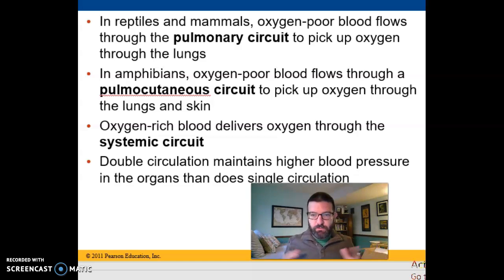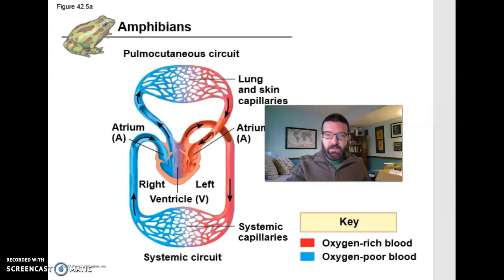So outside of fish, most vertebrates have two circuits, double circuit. They'll have a systemic circuit that delivers oxygen-rich blood to the tissues, and then either a pulmonary or pulmocutaneous circuit that sends the blood to go pick up oxygen from the respiratory surface. Either the gills or lungs, or in the case of amphibians, also the skin. So let's talk about each of these animals.